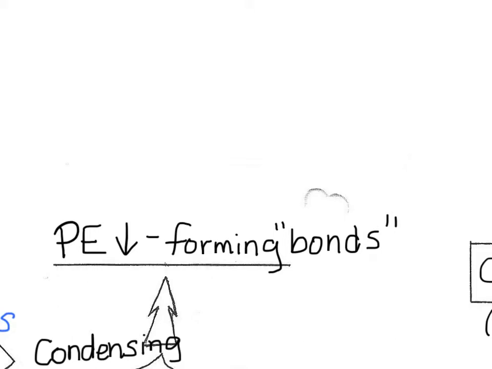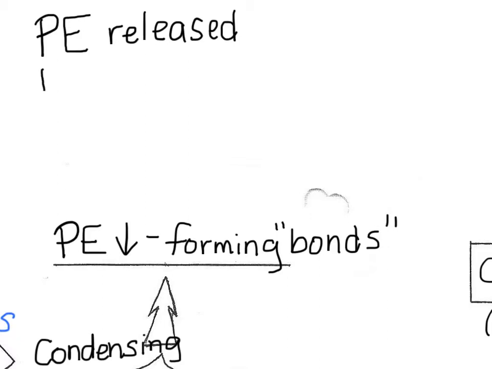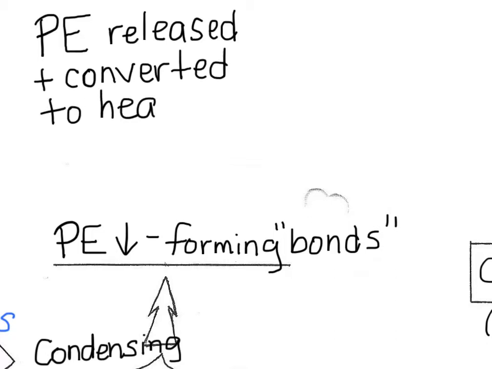So where is that potential energy going? The potential energy during condensation is actually being released and converted to heat. Now it doesn't seem like it would be because this is a cooling process. So whatever heat is being released by the substance is not going to be noticed by you because you are changing the temperature, or you are making things colder.